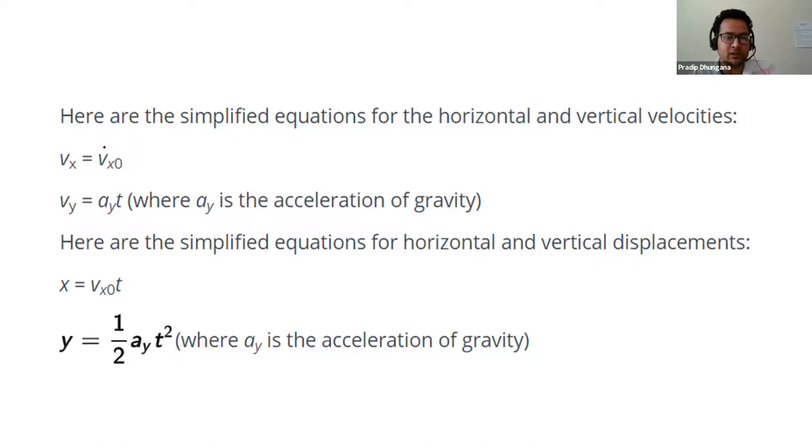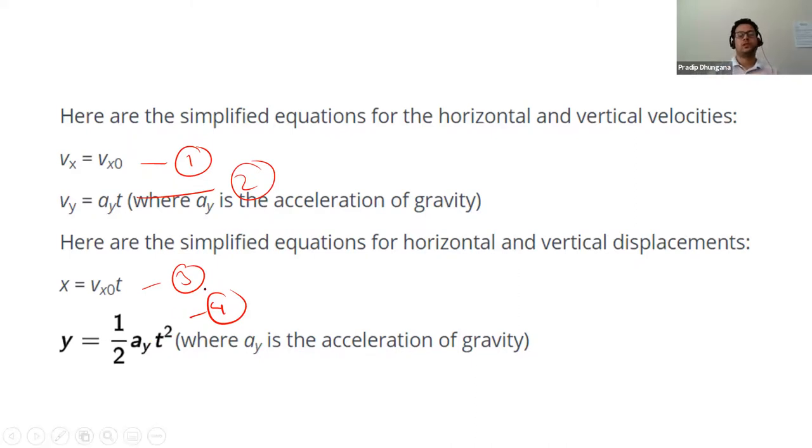Horizontal velocity final is your initial. So equation one, I'm just naming them 1, 2, 3, 4. Final vertical velocity is your ay times t, where ay is the acceleration of gravity. X, the horizontal displacement, is the initial horizontal velocity times t. Y, the vertical displacement, is 1 over 2 acceleration of gravity times t square. Generally we'll use those four equations whenever we solve any problems related to projectile motion.